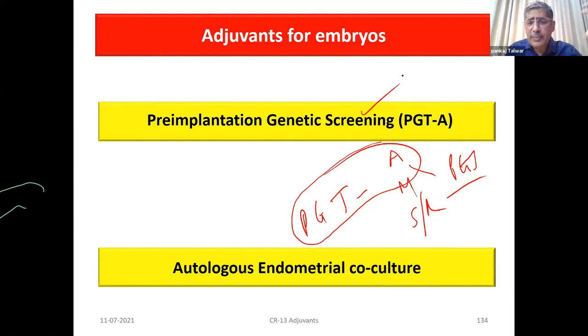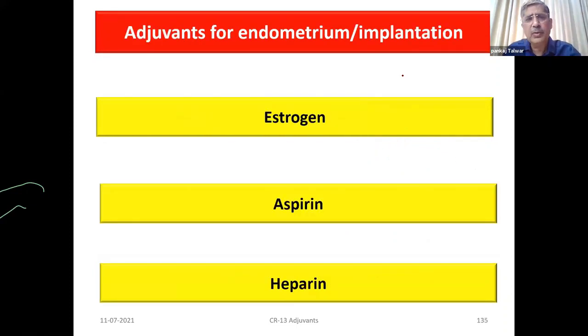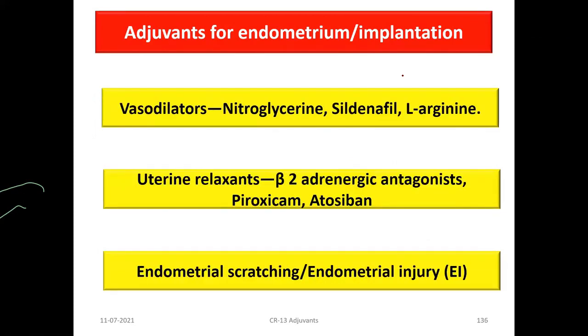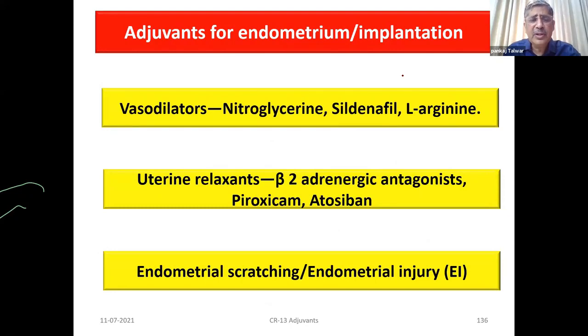Then autologous endometrial co-culture, funny things, I don't know. Adjuvants to improve implantation: we are giving estrogens to people, we give them a lot of hormones, a lot of aspirin. Urine is being given to people. Is it important? We give vasodilators like arginine, sildenafil, uterine relaxants like atosiban, and some gave piroxicam. Endometrial scratching has become vogue. Anyone who's not conceiving, simple, we do a hysteroscopy and scratching for you, say this is good for you, and bill them ₹60,000.